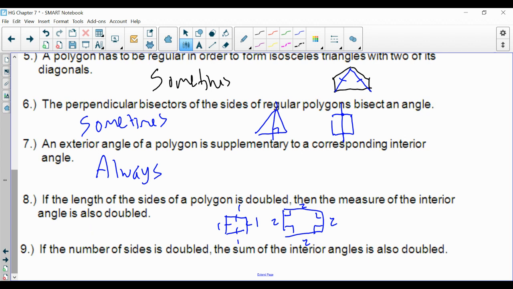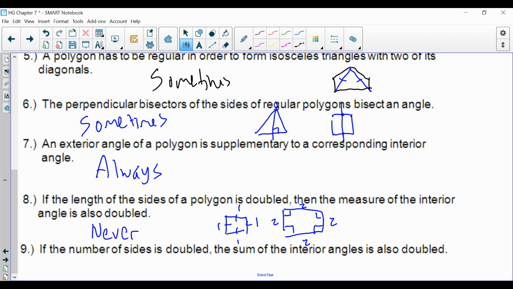And you can try all you want, but if you are just taking the lengths of any polygon and doubling them, you're making a dilation, thinking back to transformations way back at the beginning of the year. And dilations do not change the shape. In other words, they don't change the angles. Those stay the same. So this is actually never true.